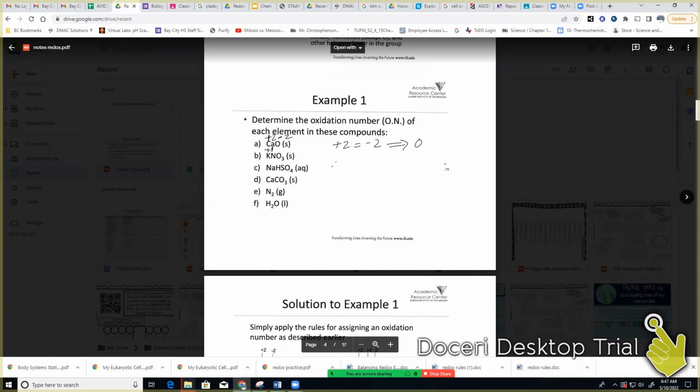Next one, NaHSO4, a little bit harder one. I'm going to break this up a little bit differently. Sodium, group 1, that's an easy one.